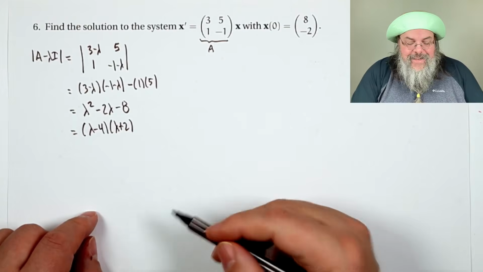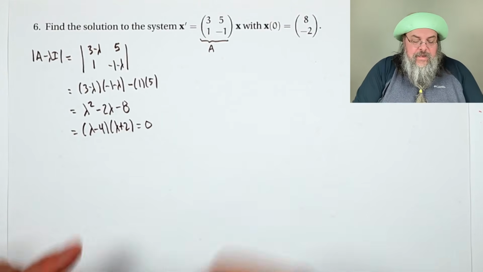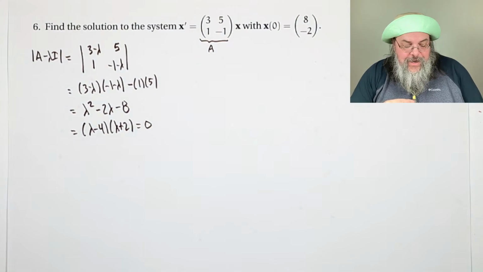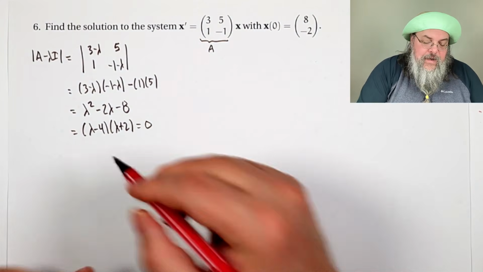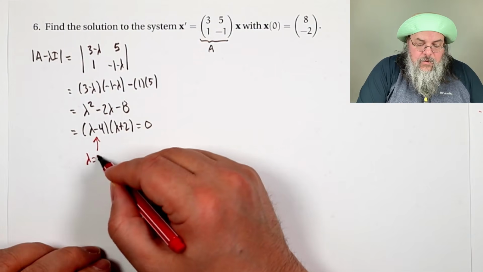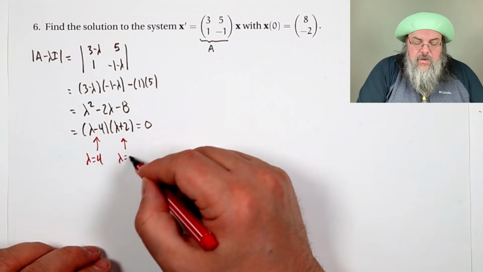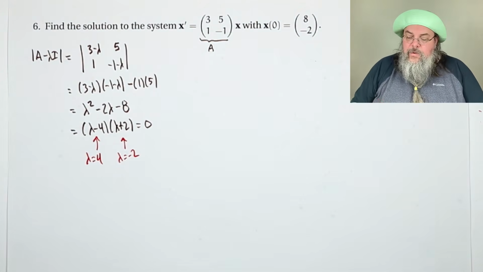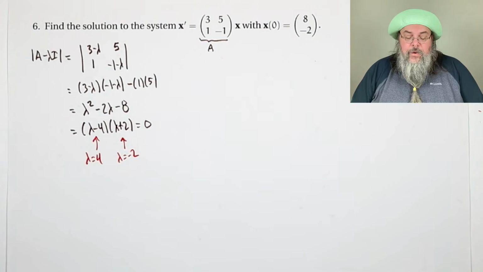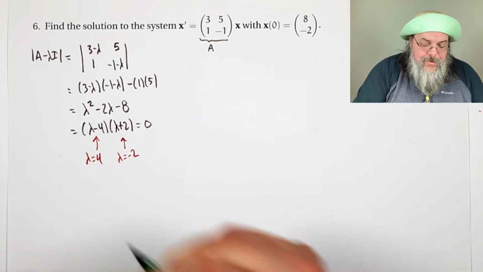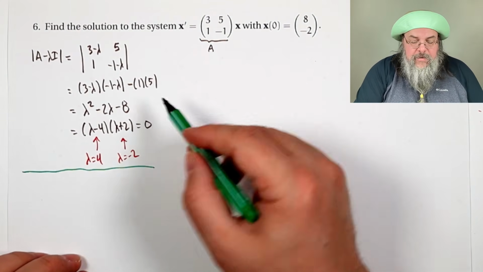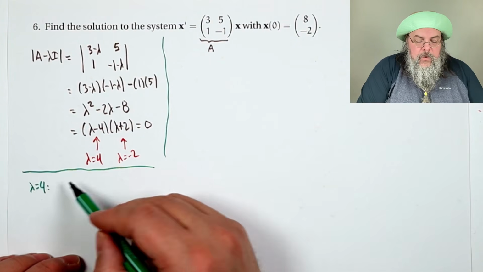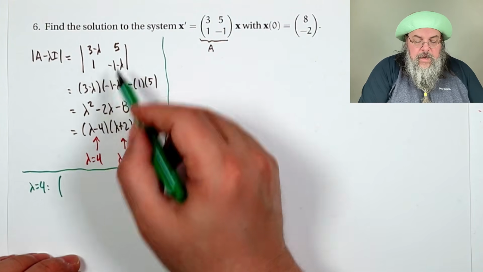Nice. All right, now when we set this equal to 0, we have two possibilities, two eigenvalues. So our eigenvalues are lambda equals 4 and lambda equals negative 2. Distinct, real eigenvalues. So once we're in that setting, we're going to find eigenvectors. Hopefully we're getting good at this. Okay, so eigenvectors. Lambda equals 4. We're going to put in 4 for lambda.